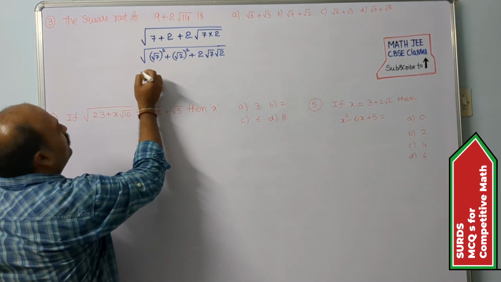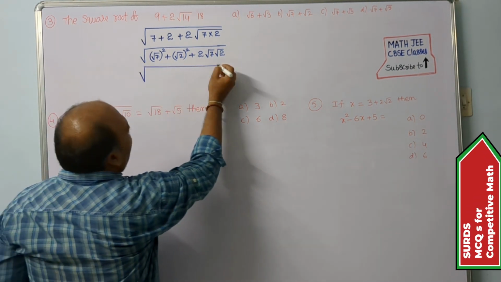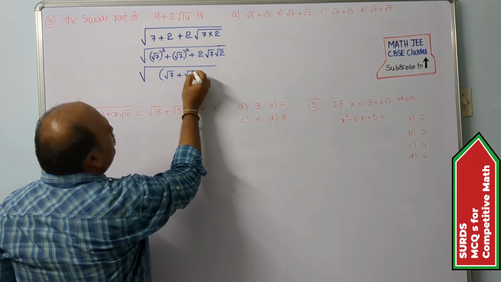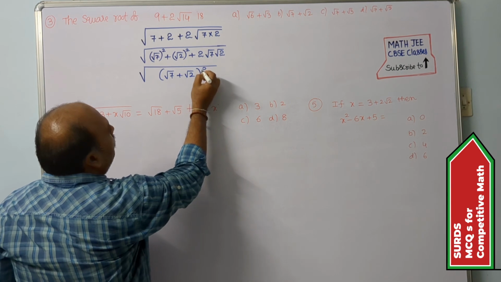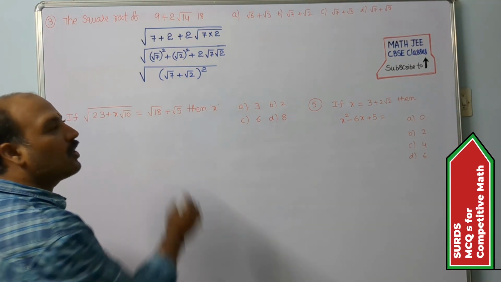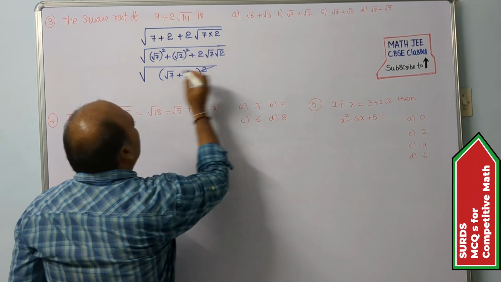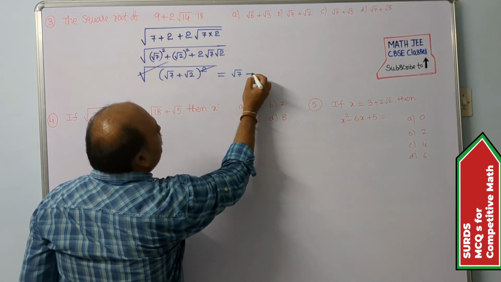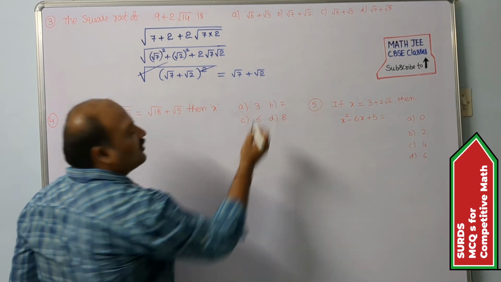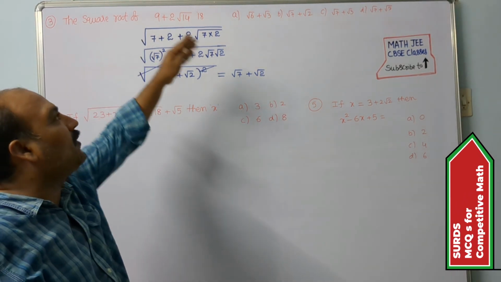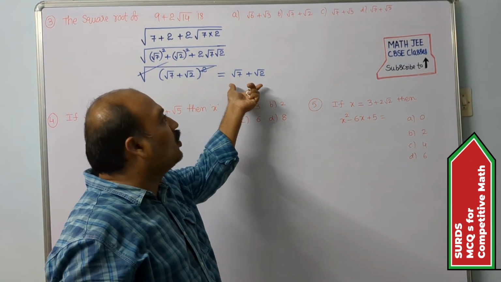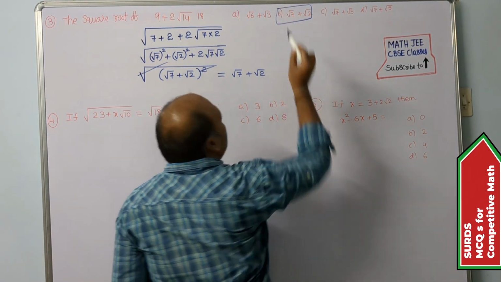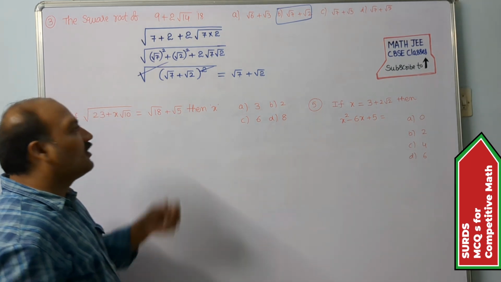So this is equal to the square root of root 7 plus root 2 whole square. Square and root will be cancelled. So the remaining result is root 7 plus root 2. Therefore the square root of 9 plus 2 root 14 is root 7 plus root 2. It is there in the second option, dear students. We'll move on to another question.